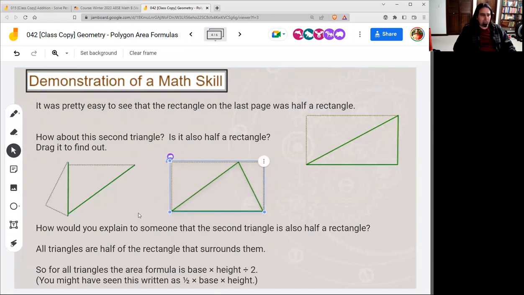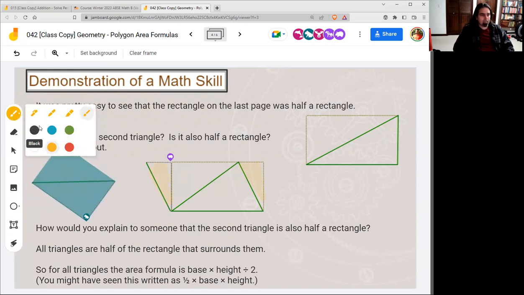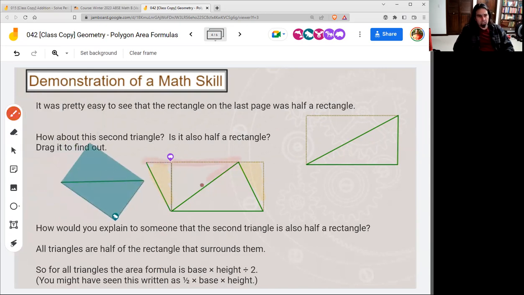So I have this green rectangle. I've put it in a box. And if I take this part of the box and move it over here, so I've taken what I've colored yellow and moved it over there. Does it look more right now that this is the same size as that?